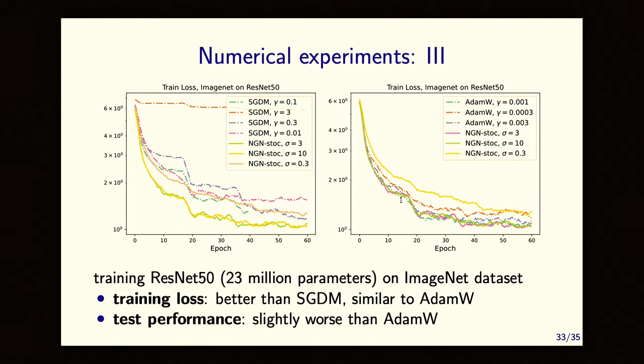And here we compare with Adam. On the training data set, we converge very similarly. And so testing error, which I don't have here, is actually slightly worse. So we do not beat Adam. So that's the key message.